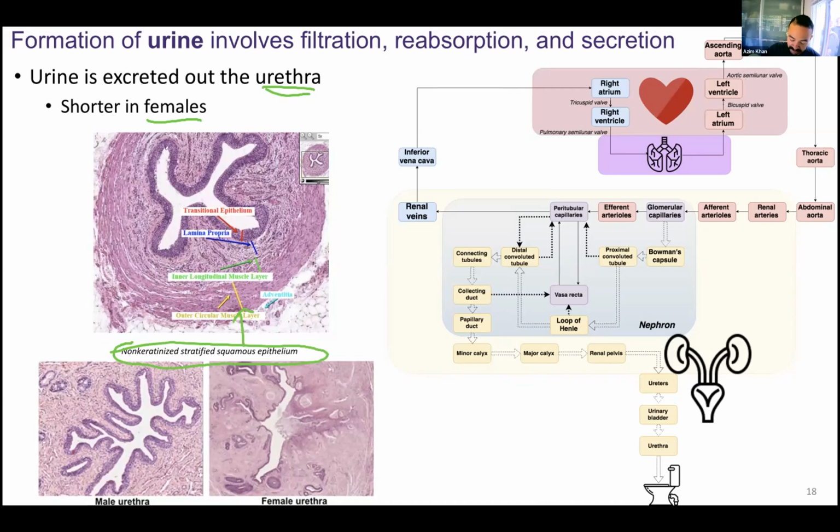I've summarized everything here in this diagram. You can see blood coming from the aorta, renal arteries, afferent arterioles, glomerular capillaries, efferent arterioles, peritubular capillaries, and vasorecta, renal veins, inferior vena cava to the right atrium. As we go through, we get filtration.